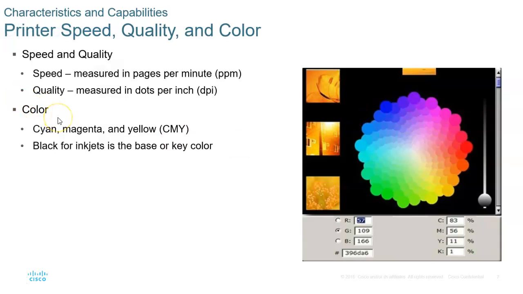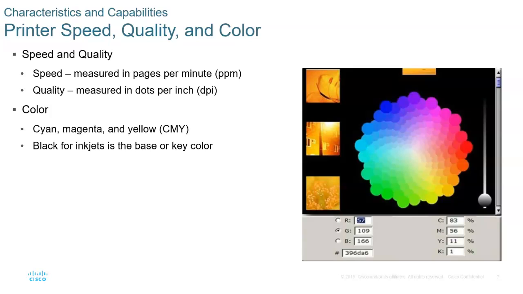When we talk about characteristics and capabilities of printers, we're looking at the printer speed, the quality, and the color. The speed is how many pages per minute you are able to print, or the PPM. The quality would be your dots per inch or your DPI. So if I were looking at a printer and I saw that I have a couple of options, like 600 DPI or 300 DPI, you need to remember that the larger the DPI number, the better the image resolution will be. If you're really wanting nice, clear images, you need to have a higher DPI number, which will give you the best quality.